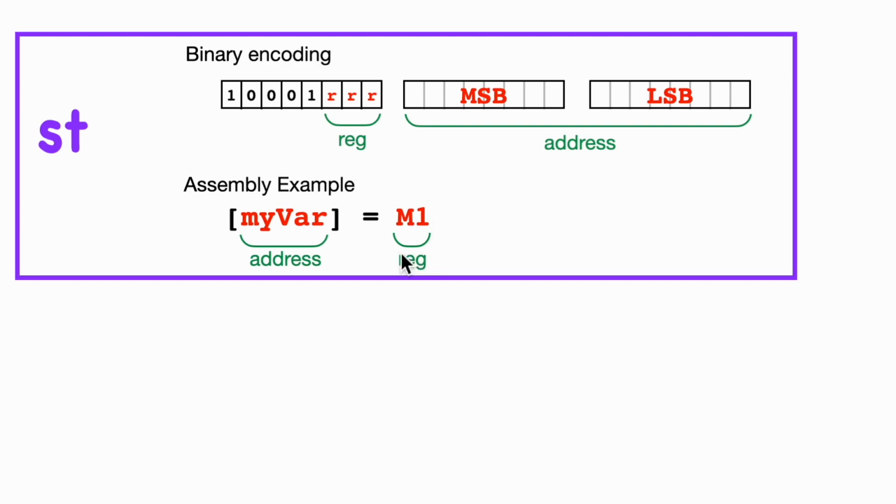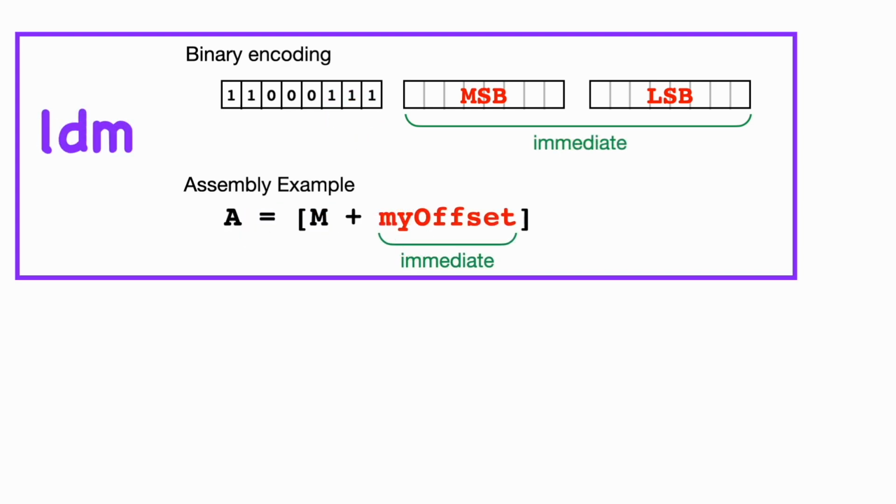In the assembly code example, we see that the address can be specified symbolically, as is usually the case with assembly languages. We also have a variant of the load instruction called load M. It differs from the load instruction in that the address is computed as the sum of the 16-bit M register with a 16-bit immediate value.